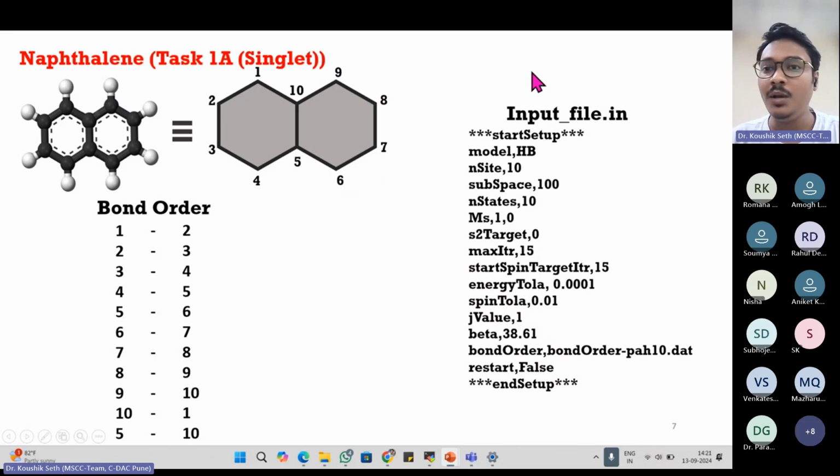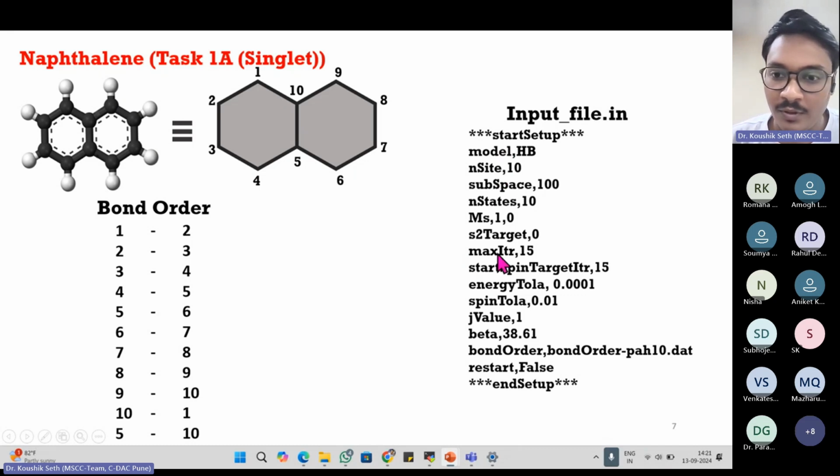Okay. Now take a close look at the input file. What is there in the input file? We have a fixed pattern to write the input file. At first, we have a header that starts with start setup and ends with end setup. So please do not change this, as this is the identifier for the code to know where the input starts.